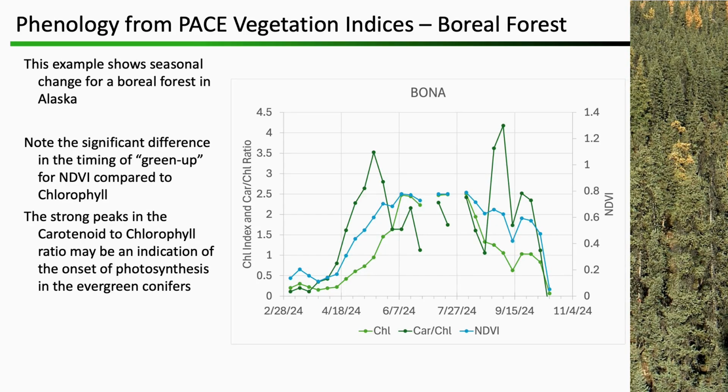Here's an example for that boreal forest site in Alaska, and we see here that once again we see the blue NDVI. There's a couple of gaps here due to some clouds. See the blue NDVI, and then we see the green of the chlorophyll index, and we see how the chlorophyll index, once again, the timing of green up and the timing of senescence when looked at from the chlorophyll index is very different than the timing from the NDVI.